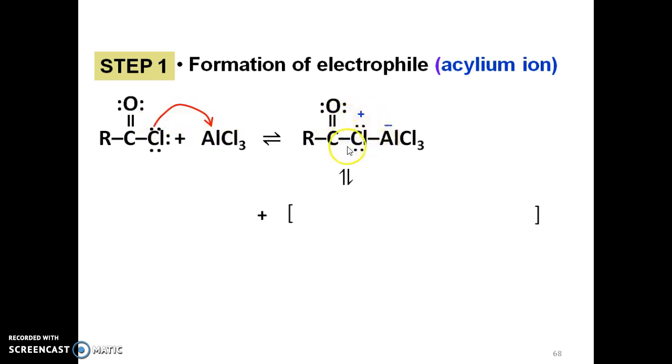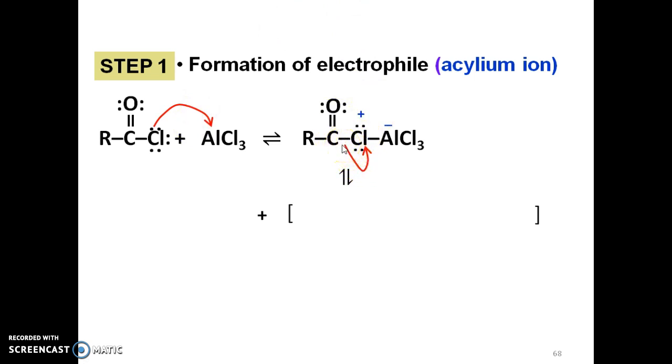As usual, calculate the formal charge. Cl will become positive and Al will have a negative formal charge. Don't forget about the charge. Now this is a complex, so this C-Cl bond is ready to be broken. Both electrons from this C-Cl bond will go to the Cl.